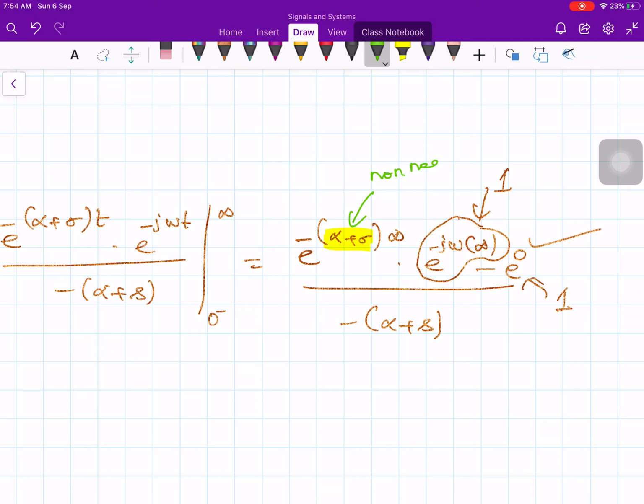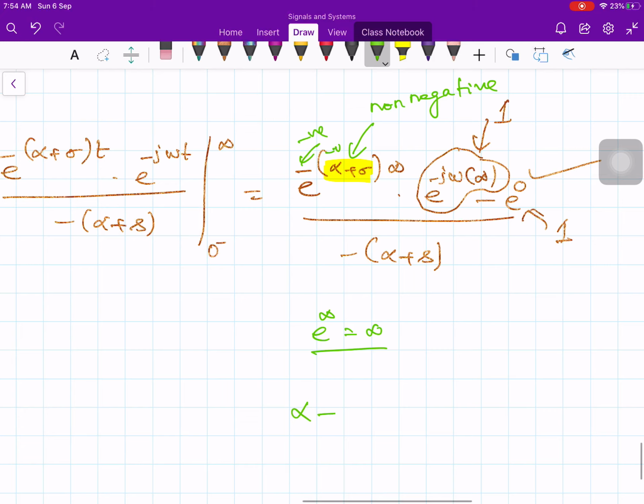If it is negative, then what will happen? We already have one more negative, and these two negatives both become positive. Positive times infinity, positive infinity, e power infinity becomes infinity, so therefore it will not converge. So you always make sure that alpha plus sigma is always positive. That means sigma is greater than minus alpha.